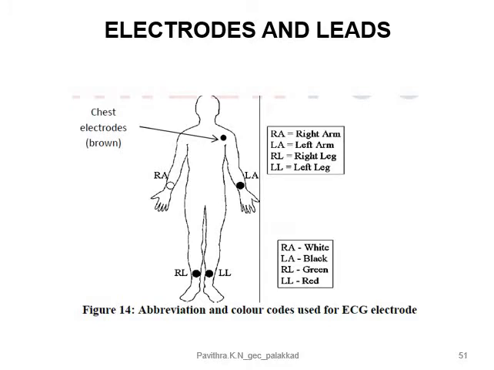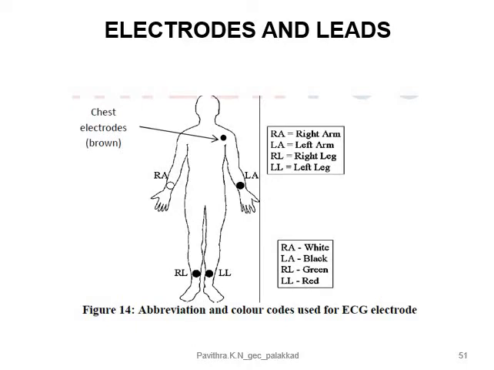So these are the 5 locations where the electrodes are placed. RA is right arm, LA is left arm, RL is right leg, LL is left leg. And there is another electrode known as the chest electrode. And to all of these 5 electrodes, color codes are given. The chest electrode is usually brown in color, the right arm electrode is white, the left arm electrode black, right leg green, left leg red. So these are the color codes and abbreviations of the 5 electrodes that we are fixing at different positions of the human body as shown in the figure.